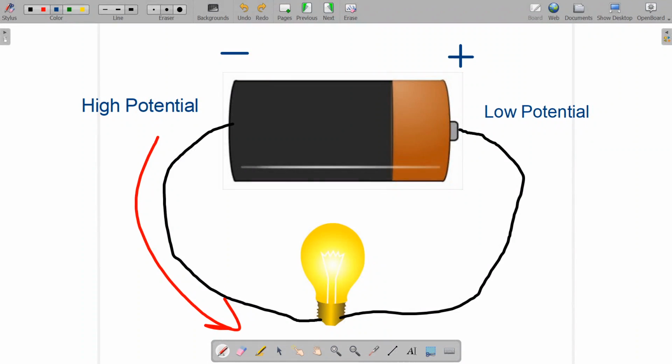And so the difference in potential energy between the negative end and the positive end is what is known as voltage. And the rate of charge flow, in other words, the rate by which these electrons are flowing through the circuit, is what is known as current.